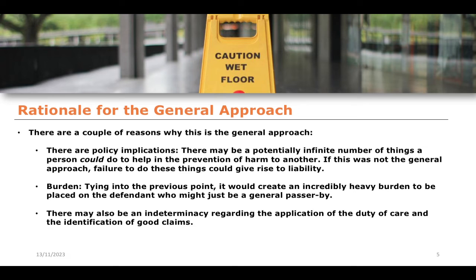And so these are all the reasons why, generally speaking, the failure to perform an action which could have prevented someone from being harmed is not a rationale for giving rise to liability. It is only in exceptional circumstances, where it is very clear that an omission could lead to liability, that we see an omission actually give rise to said liability.